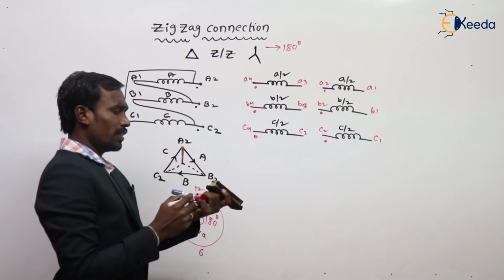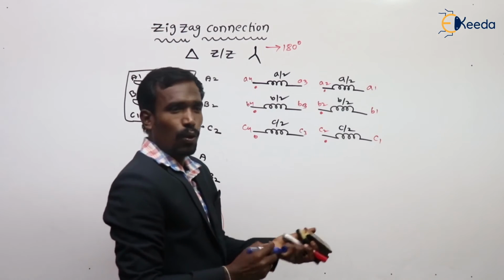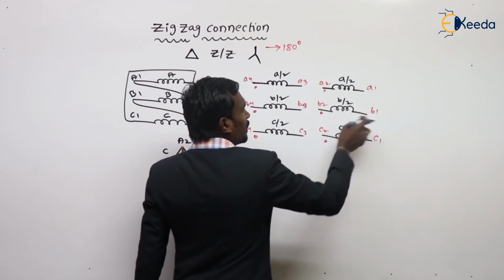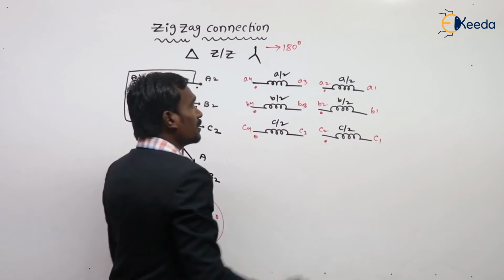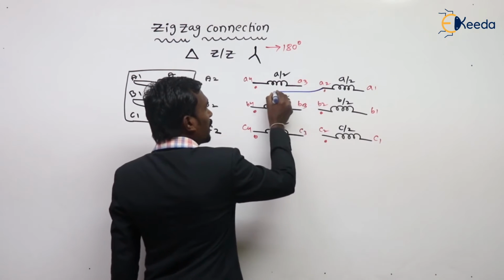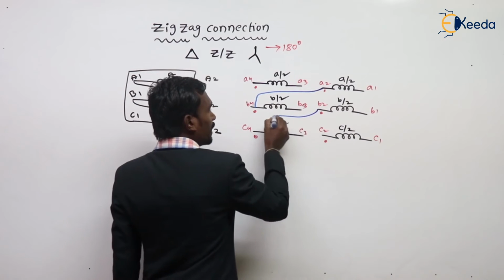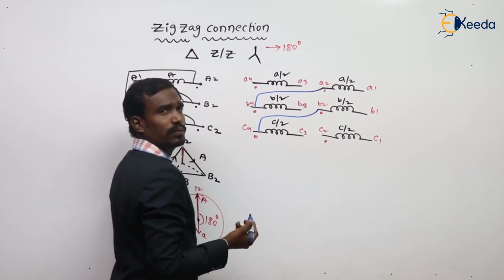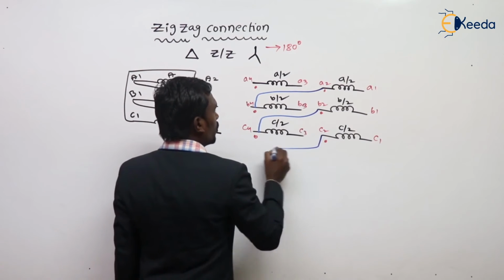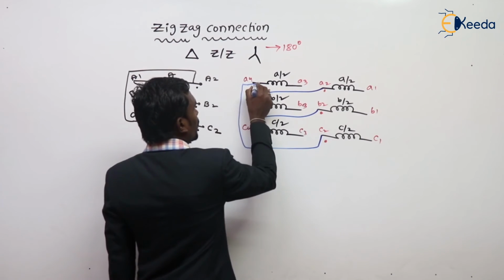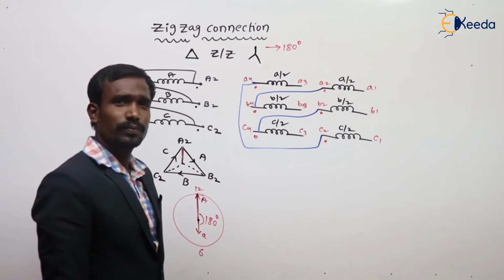Right. Now we have to again connect them in series opposition. One series opposition completed. Next, what is the possibility to add in series opposition? This A2 should be connected to B4. This B2 should be connected to C4. This C2 should be connected to A4. This is the other configuration.